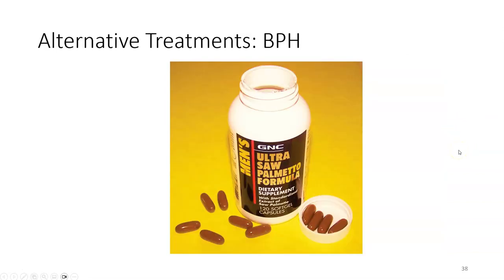Now, just a little note, there are alternative treatments with nutritional supplements for treating BPH. Saw palmetto is a small palm tree. It's native to the southeast U.S. Its fruit was used by the Seminole Indians to treat genitourinary conditions, and it's available today as an over-the-counter dietary supplement. It can be purchased without a prescription, and it's popular for treating BPH, although research studies have not shown it to be effective.